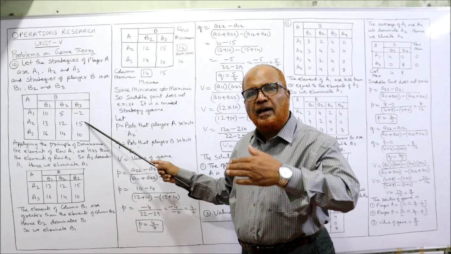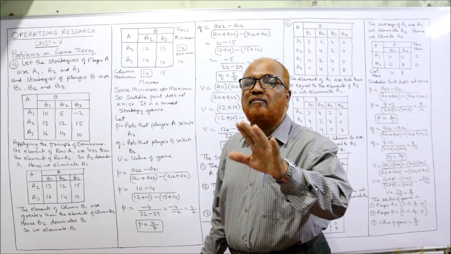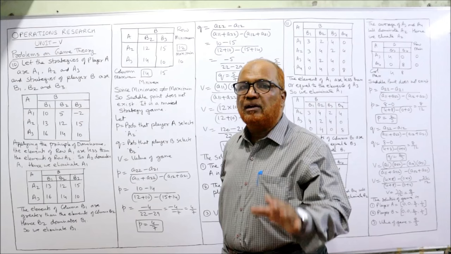That means player A will never adopt the A1 strategy. He may adopt A2 and A3, but he will never adopt A1. A1 is redundant, remove.